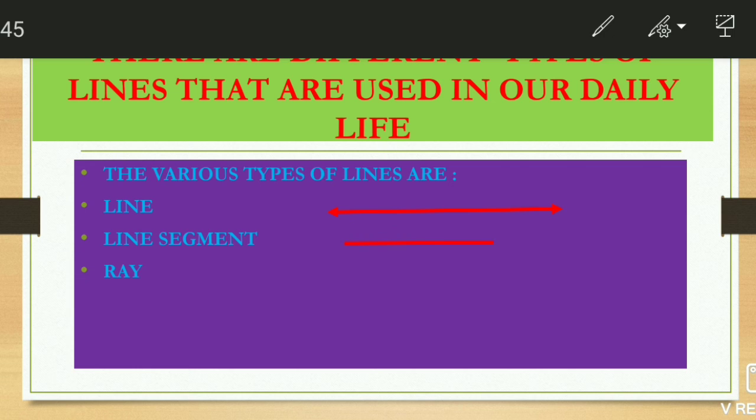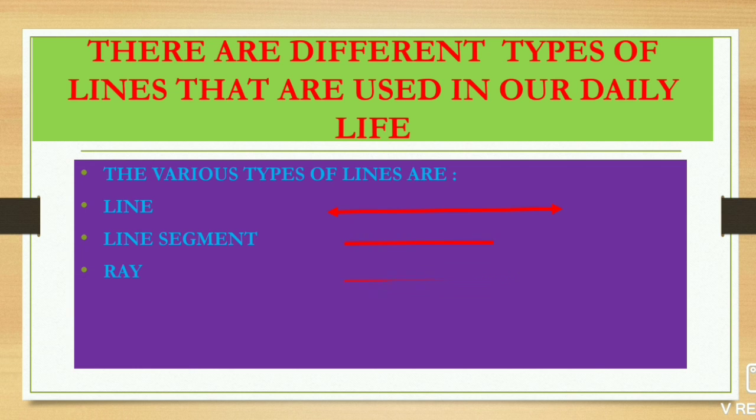Ray. This is also a part of a line which starts from a point and goes on endlessly in a specific direction. Angle. Yes, the union of two rays which start from the same point. So these are the main basic terms in geometry.